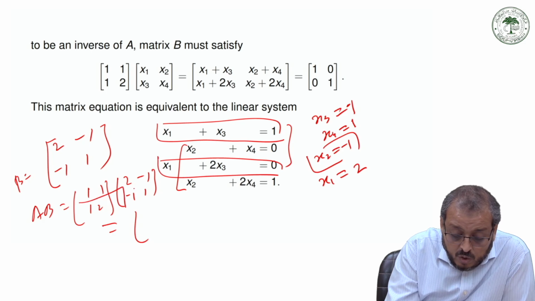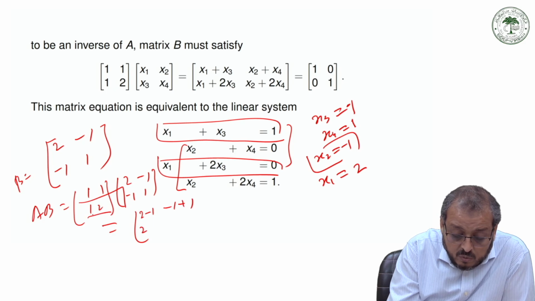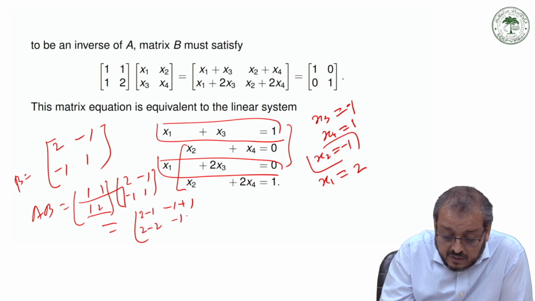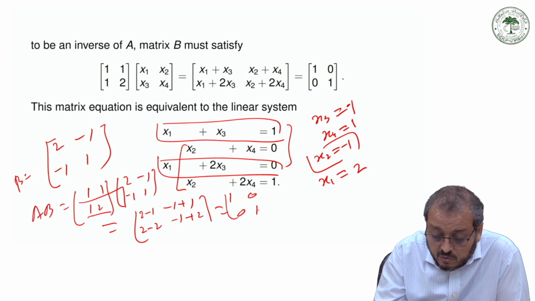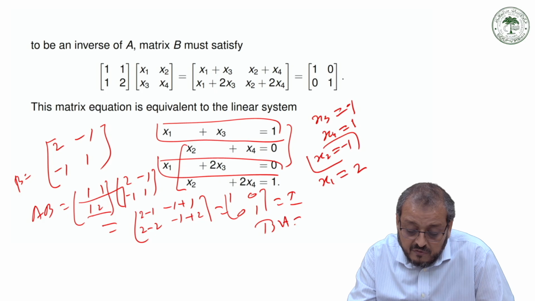We have 2 and -1, and then -1 plus 1, which is equal to 2, then -2. Then clearly we have -1 and plus 2. This is equal to 1 and 0 and 0 and 1. This is the identity matrix. Similarly, you can see that B of A is also identity.